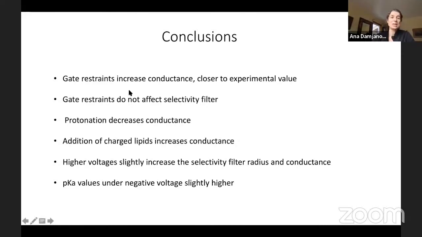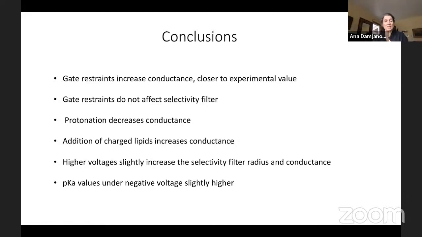So these are the conclusions. Gate restraints increase the conductance. By gate restraints, we keep the structure of the gate closer to the PDB value, and the conductance gets closer to the PDB value. They do not affect the selectivity filter. Protonation decreases the conductance as we expected, and addition of charged lipids slightly increases the conductance. The same happens with higher voltage simulations. They result in slight changes in the selectivity filter and slightly higher conductance.